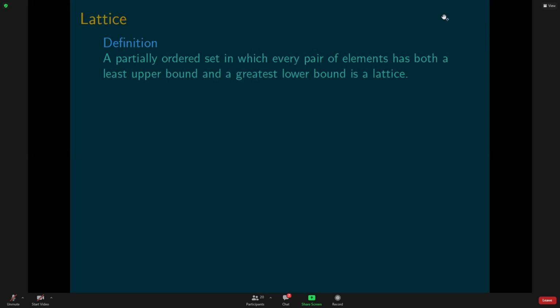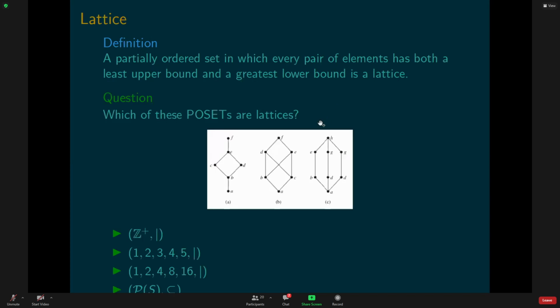And now, when do we have a lattice? A partially ordered set in which every pair of elements has both a least upper bound and a greatest lower bound is called a lattice. So, for example, the first one, is it a lattice?